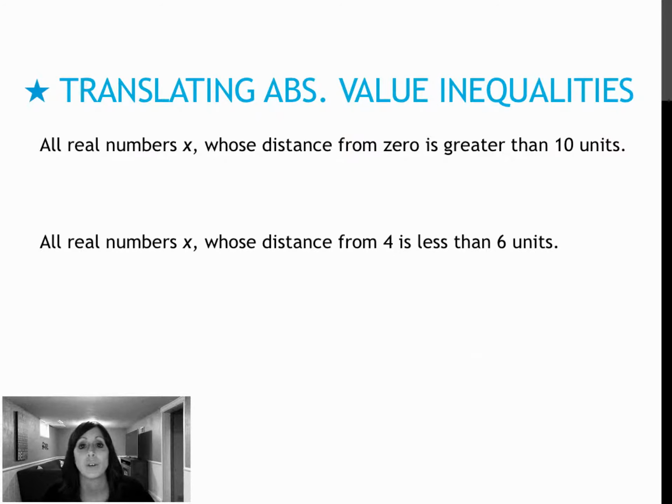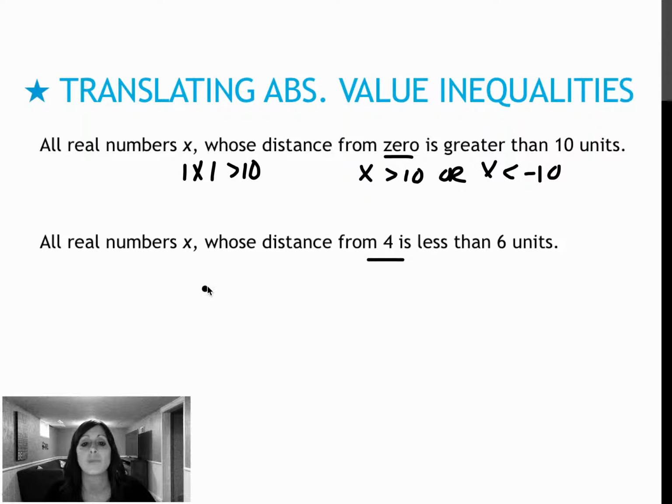Try these two on your own. For the first one, again, we're dealing with distance from 0, so the absolute value of x would be greater than 10. It's an or question, so my final answer would be x is greater than 10 or x is less than negative 10. For my second, the distance from positive 4, so I'm going to say the absolute value of x minus 4 would be less than 6 units.